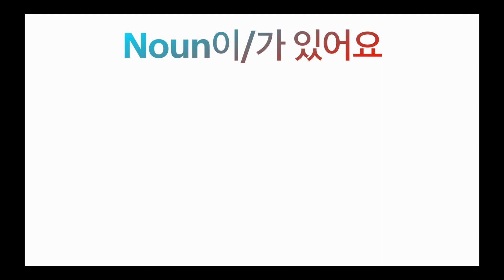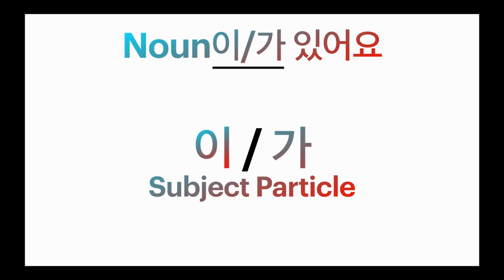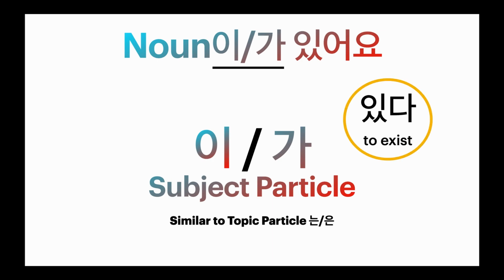Now let's go ahead and get into 이 and 가. 이 and 가 make up the subject particle, which marks, of course, the subject of a sentence. The subject particle is very similar to the topic particle 는 and 은, and sometimes the two are interchangeable. The subtle differences between the two could easily take up a whole video, so for today, the only thing you will need to remember is that when using 있다 to mean there is, there are, you will usually use the subject particle. So that's what we're going to practice right now.